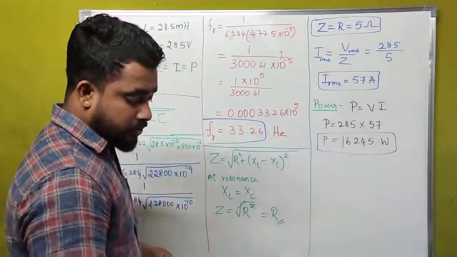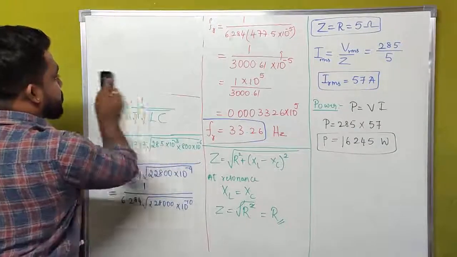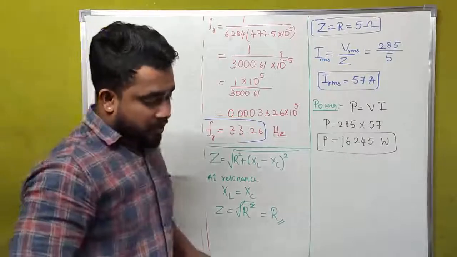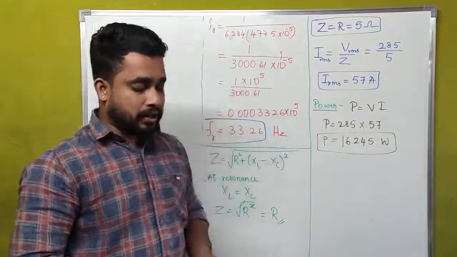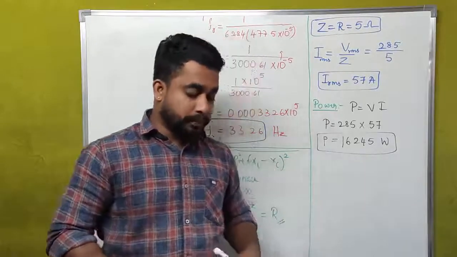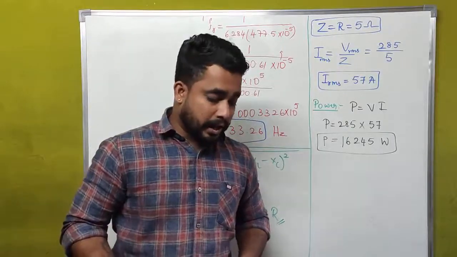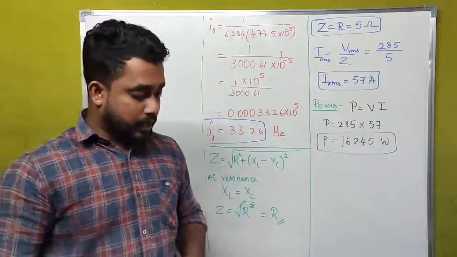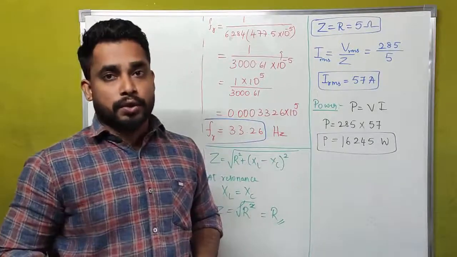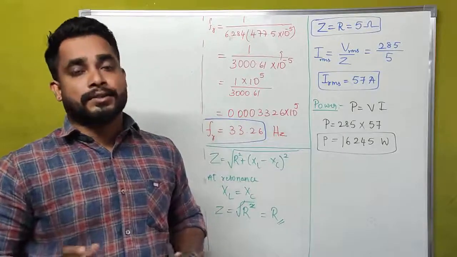Next, the last problem which I am going to solve in this chapter is: a resistor of resistance 100 ohm, a coil of inductance 0.2 Henry and a capacitor of capacitance 10 microfarad are connected in series across an AC source of 220 volts, 50 hertz frequency. Find the average current in the circuit.